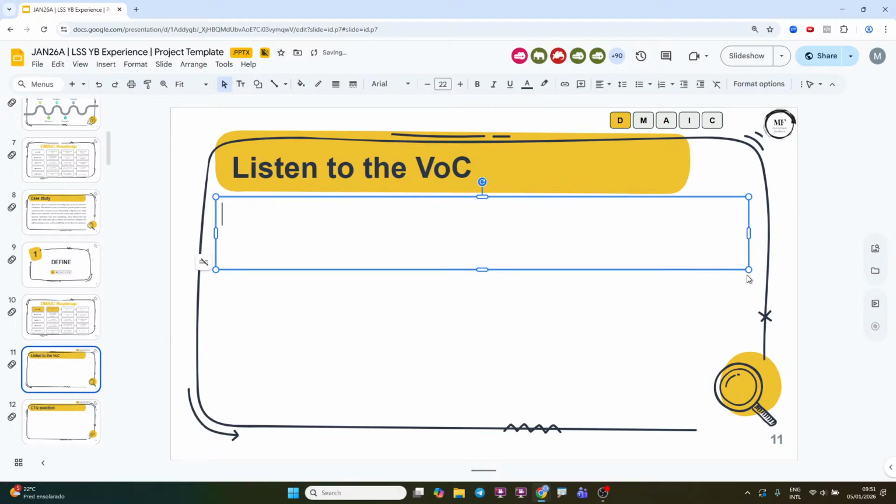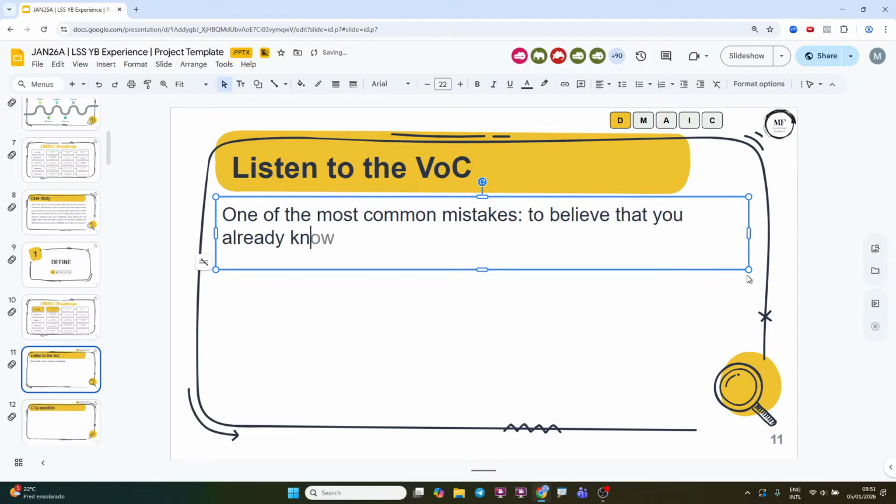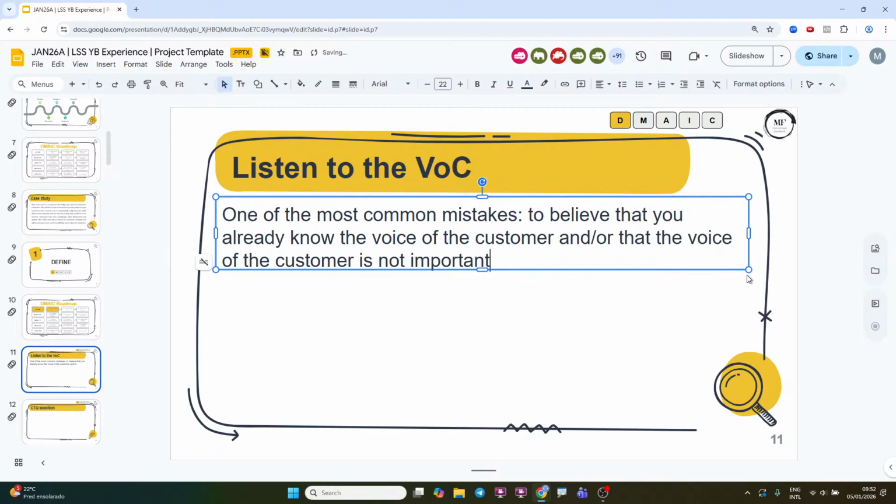One of the most common mistakes is to believe that you already know the voice of the customer, or that the voice of the customer is not important.